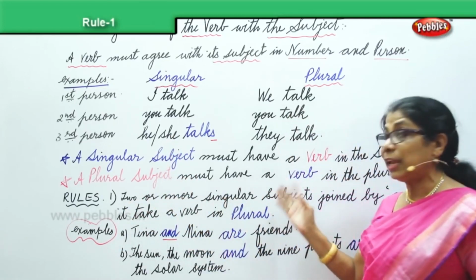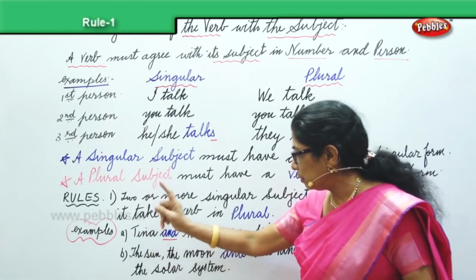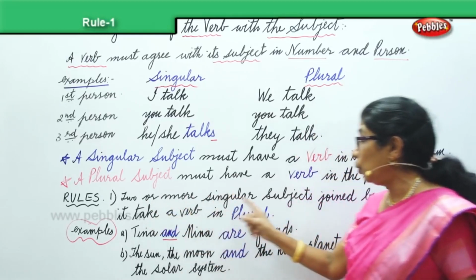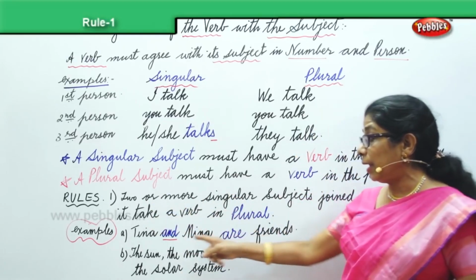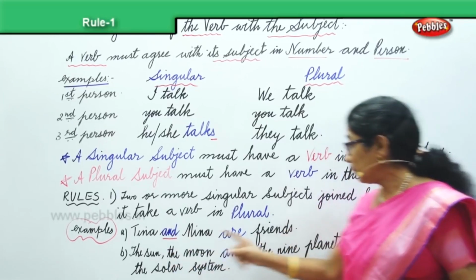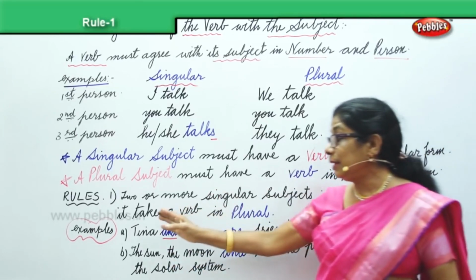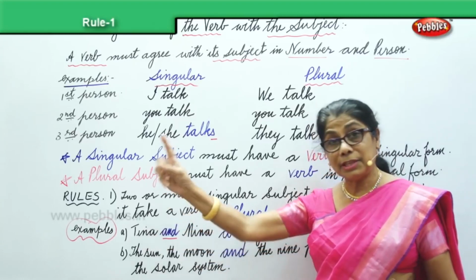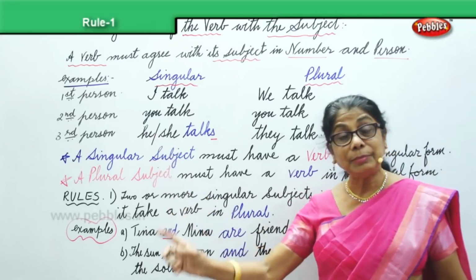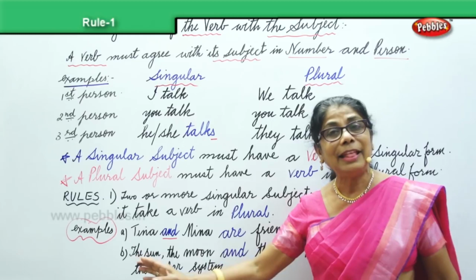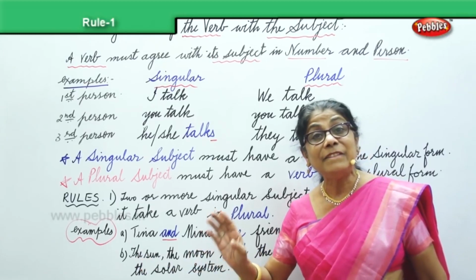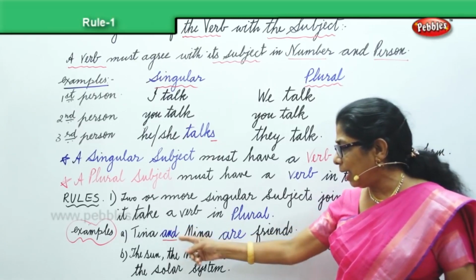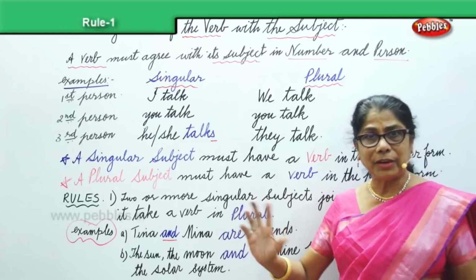When two or more singular subjects, Tina, singular subject, Nina, singular subject, are joined by and, then it takes a verb in the plural form. Now, Tina, singular subject, Nina, singular subject, when joined by and, automatically it takes the verb in the plural form, so we add are. We do not say Tina and Nina is friends, are, the verb changes.